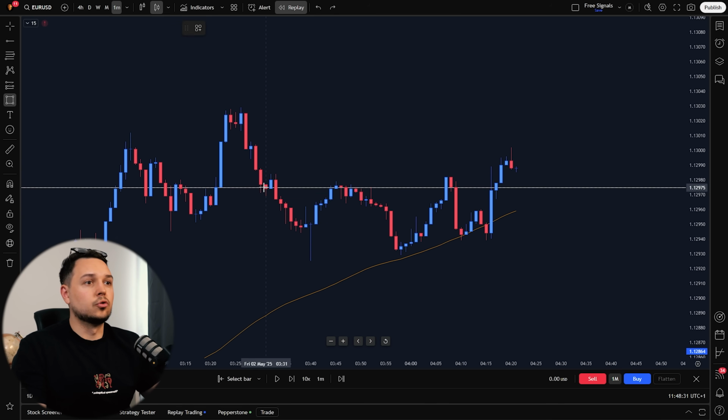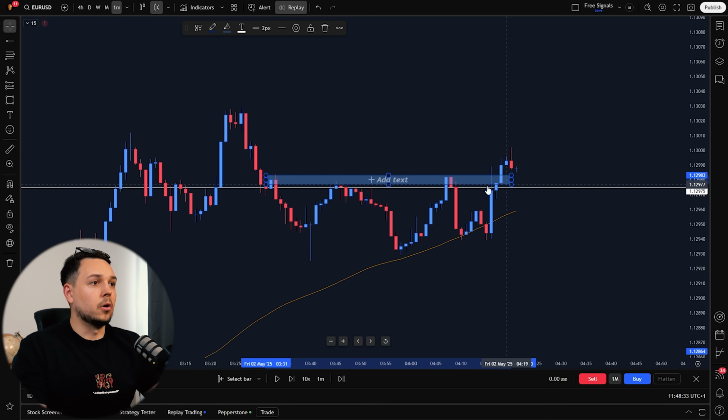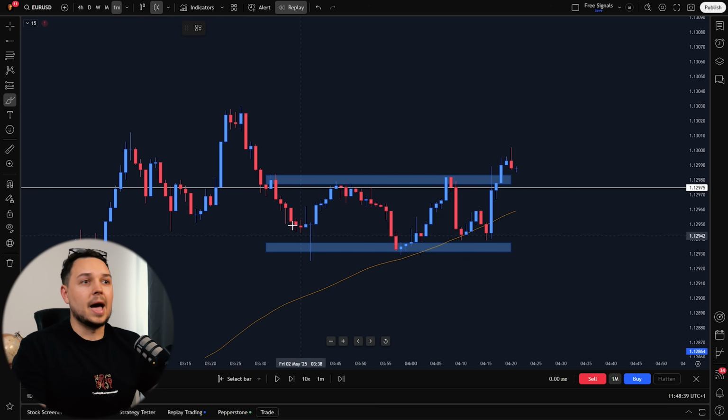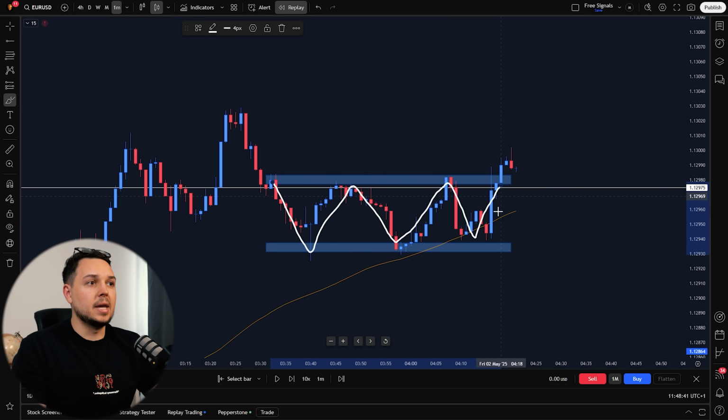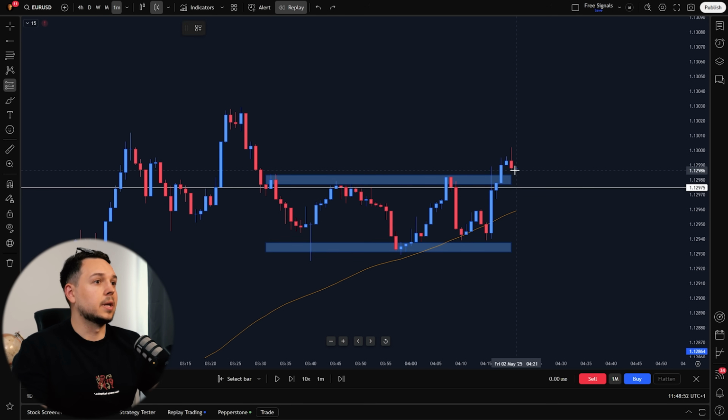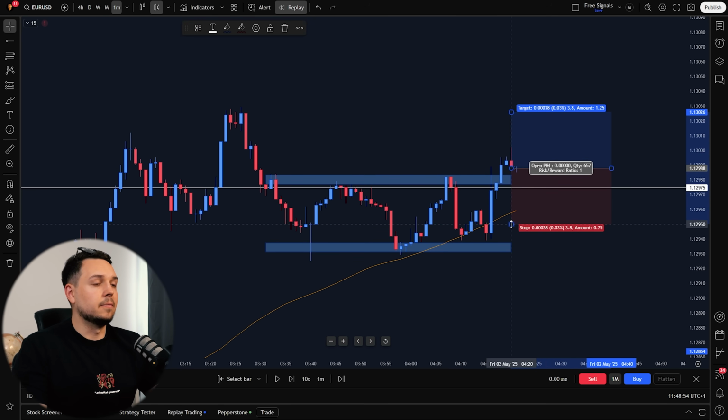So if we draw, let's say, a zone, first zone over here is the resistance, second over here is the support. So what do we have? It's a box, right? We have broken this box just over here with a push towards the upside. After that push, there is typically an exhaustion. The exhaustion happened over here. What can we do? We can enter our trading position. Something like this will do.